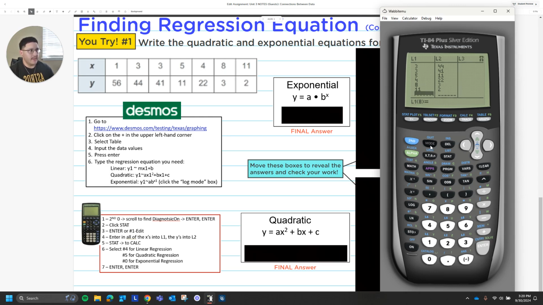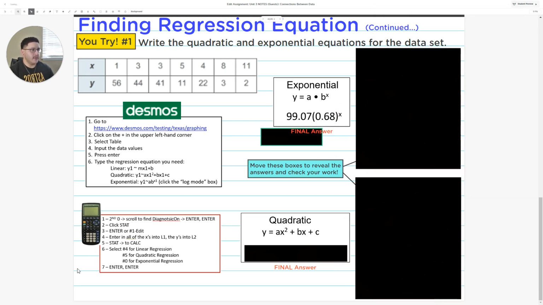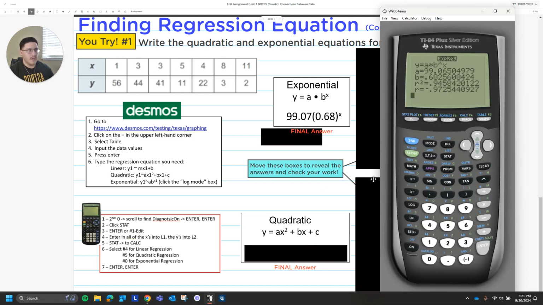So I'm going to press second mode to get to the main screen, and then press the following for exponential. Stat, right, option 0 for exponential. So I'm going to press 0. Calculate, and there it is. Exponential. A is 99.07. B is 0.68.